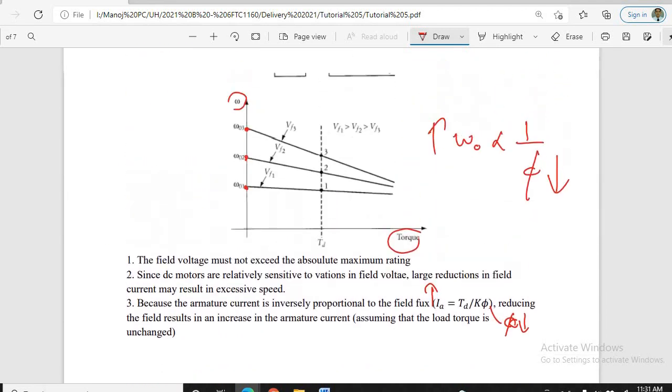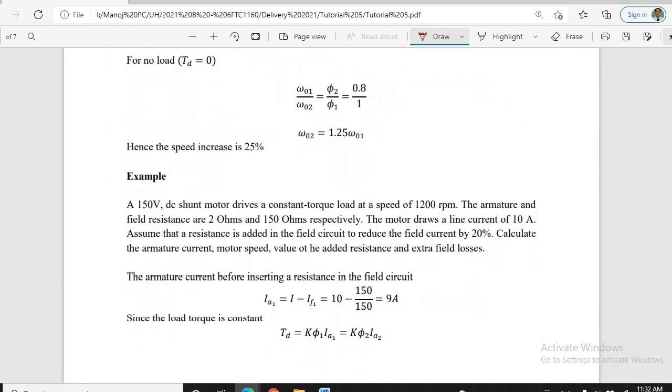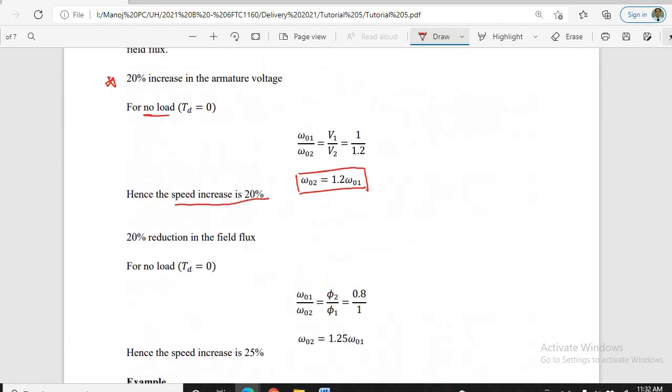Then, according to this, what is the no load speed? The no load speed is the same value, Vt over Kφ, right? At this point we take Vt as constant. K is a constant, so omega_01 is proportional to 1 over φ1, and omega_02 is proportional to 1 over φ2. That means we can write this relationship: omega_01 over omega_02 is equal to φ2 over φ1.